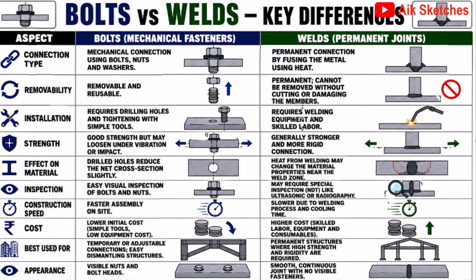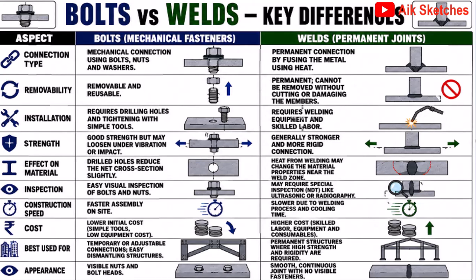Okay, so the next one is removability. Bolts are removable and reusable, meaning that you can easily remove them and reuse them in another structure or another location as it pleases the engineer or the person working on the structure. While welds are permanent, they cannot be removed without cutting or damaging the members.